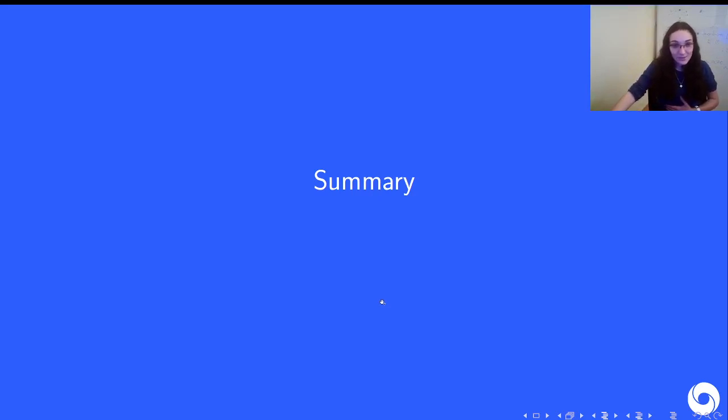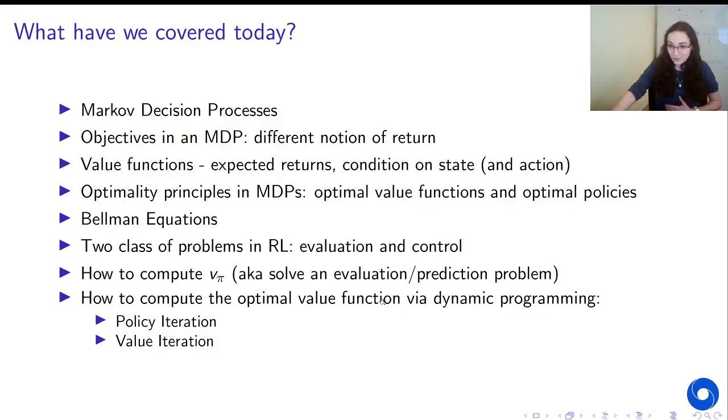Okay, that is it for today. This is just a summary of what we've managed to cover today. So we started with Markov decision processes to formalize the RL interaction. We've looked at the objectives in MDPs, different notions of return, like discounted, undiscounted, average reward. We introduced value functions, which are expected returns. We looked at optimality principles in MDPs, what the optimal value function is, and how we can define optimal policies.